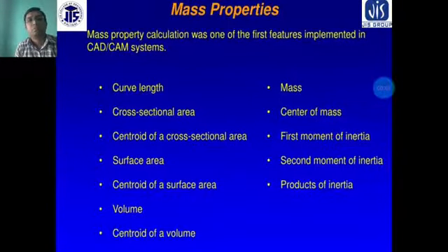systems. The mass properties are considered according to the curve length, and this is calculated during the mass properties, along with the cross sectional area. The cross sectional area has to be measured for the mass properties. As the cross sectional area increases, the mass properties also increase.